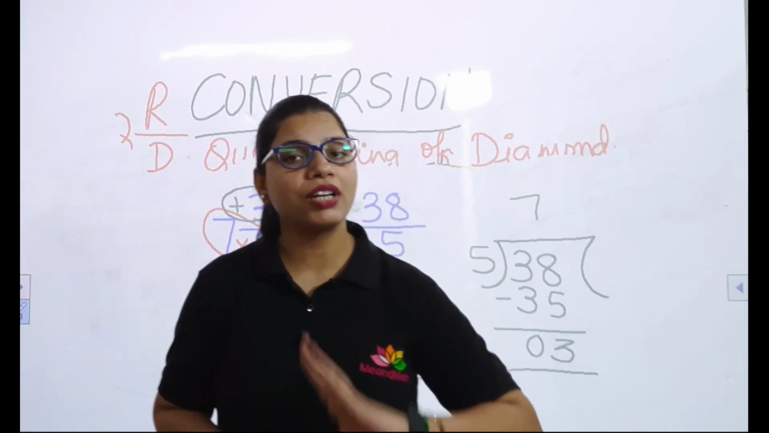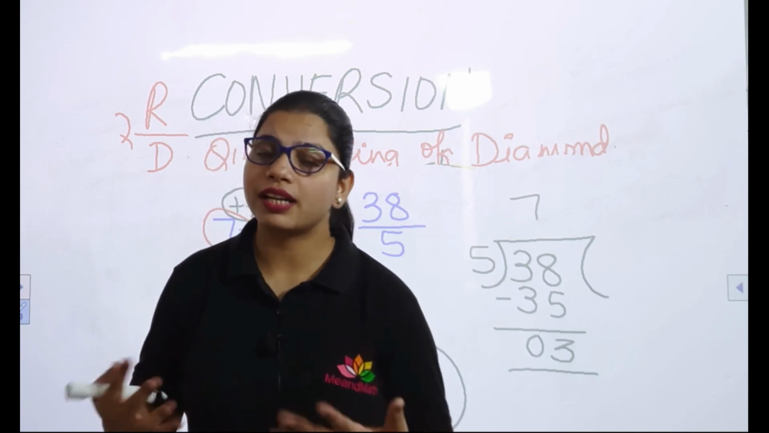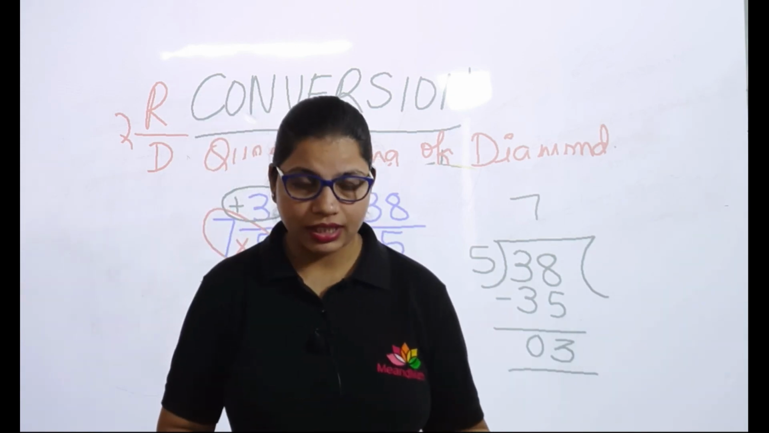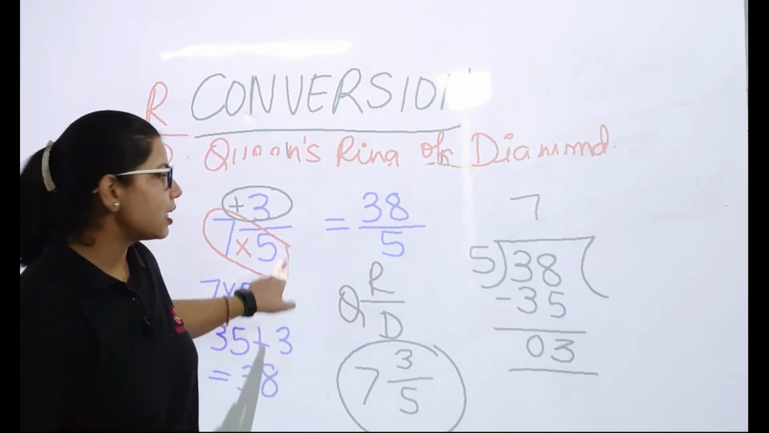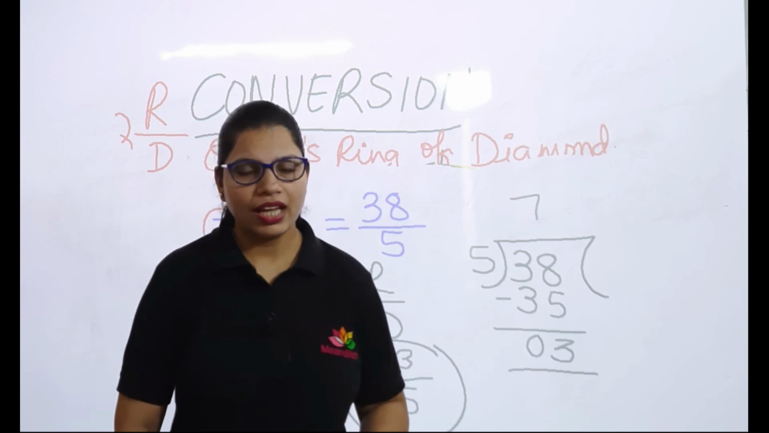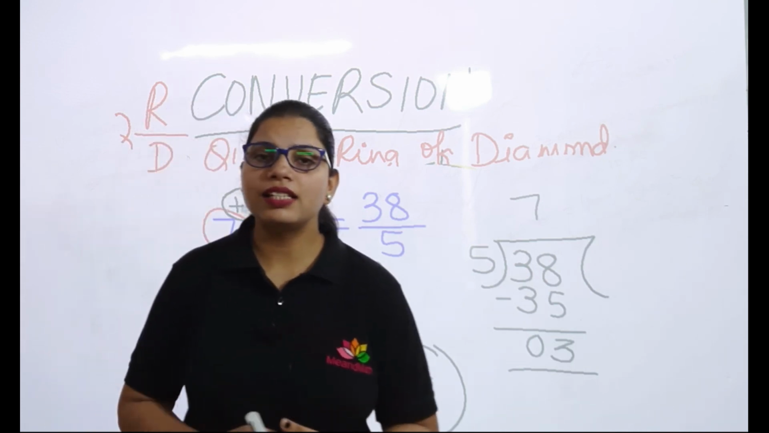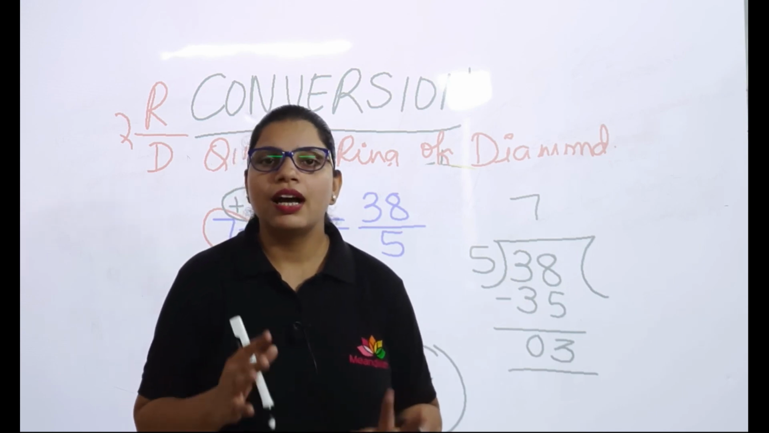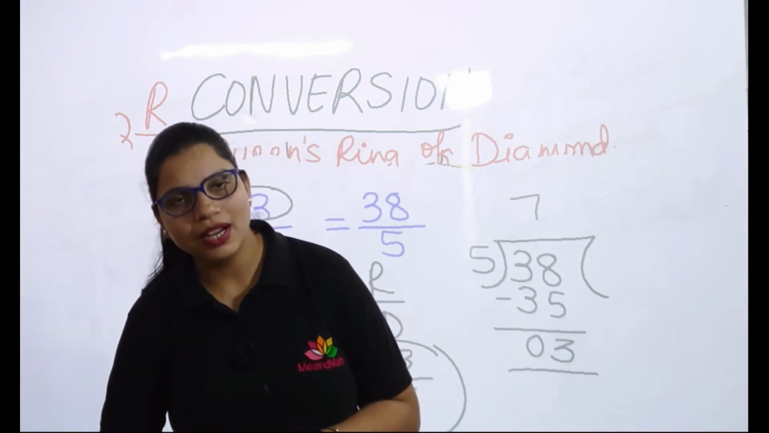जब हम improper को convert करते हैं, then we need to divide. And our formula is queen's ring of diamond. और जब हम mixed को improper में convert करते हैं, then we have to multiply queen and diamond first and then add ring. और denominator आपका same रहता है. Right? This is what we are calling conversion of fractions, mixed into improper and improper into mixed.